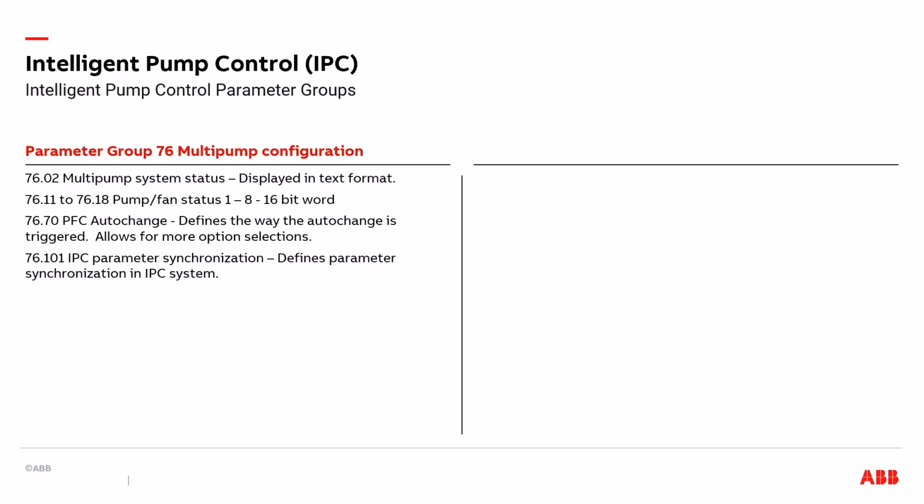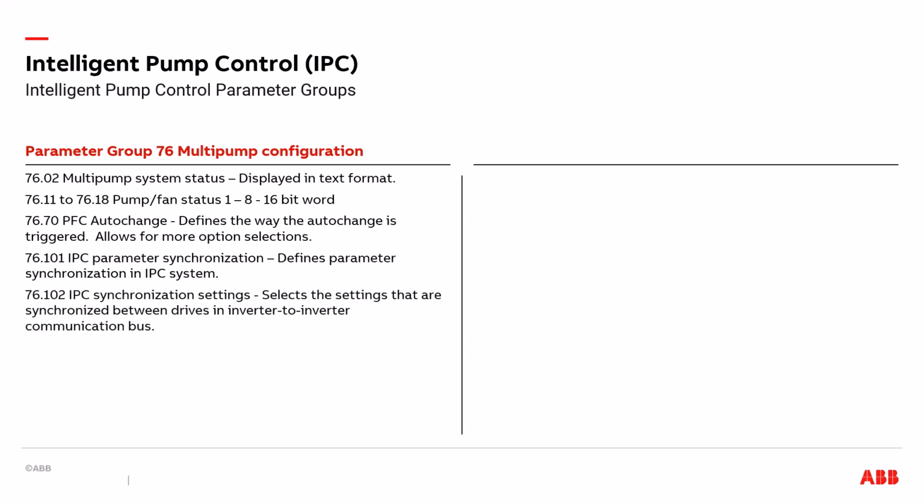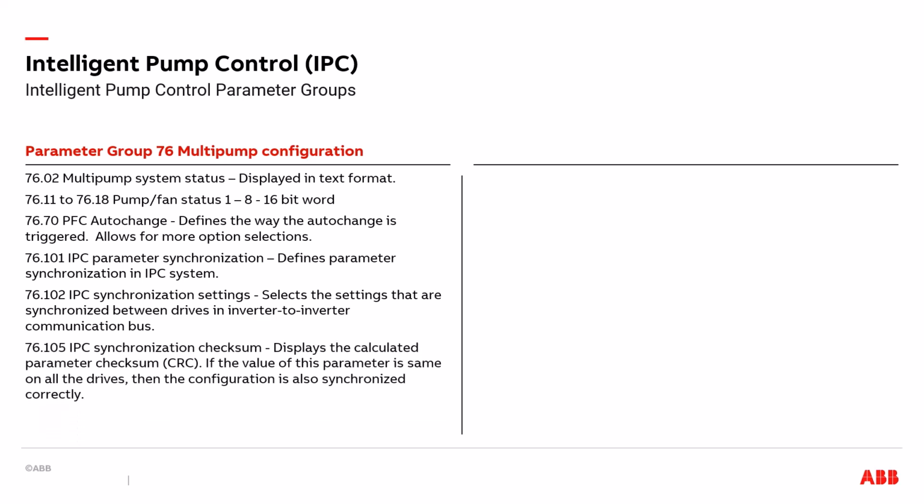76101, IPC parameter synchronization. This is actually set up in primary settings also. And 76102, IPC synchronization settings. This is also set up in primary settings too. But 76105, IPC synchronization checksum, displays the calculated parameter checksum, under the CRC. If the value of this parameter is the same for all drives, then the configuration is also synchronized correctly.